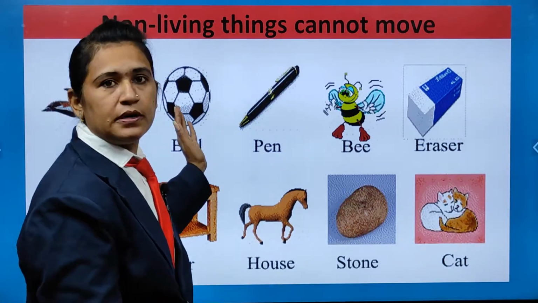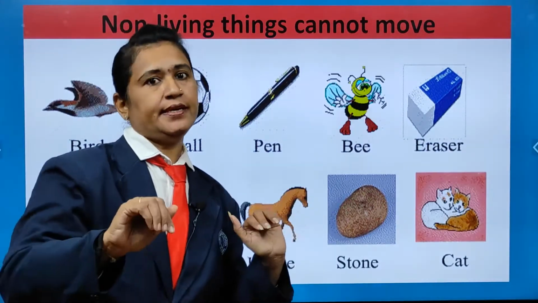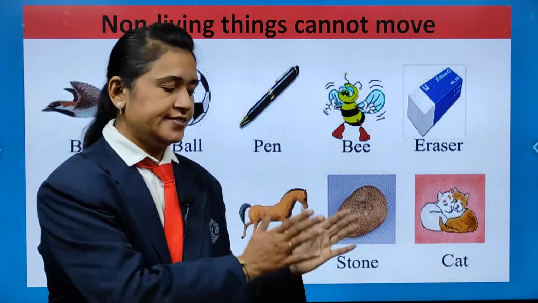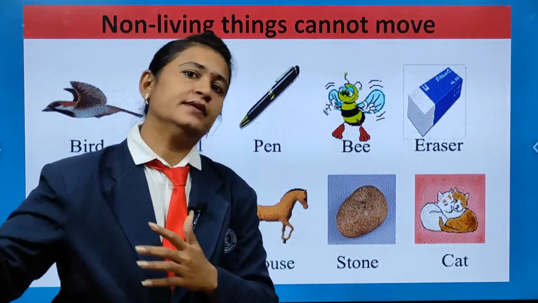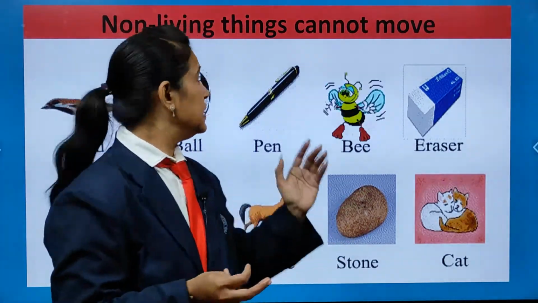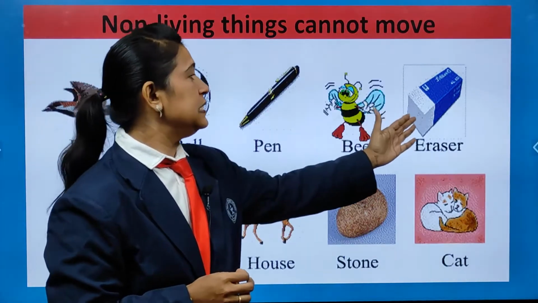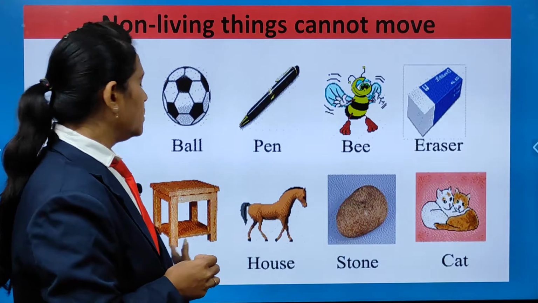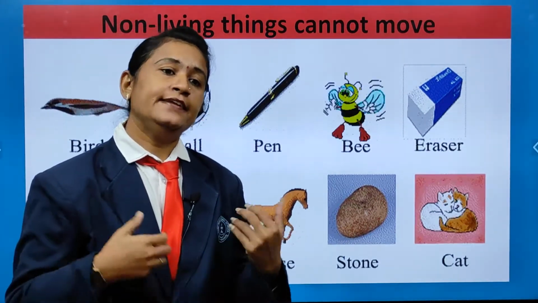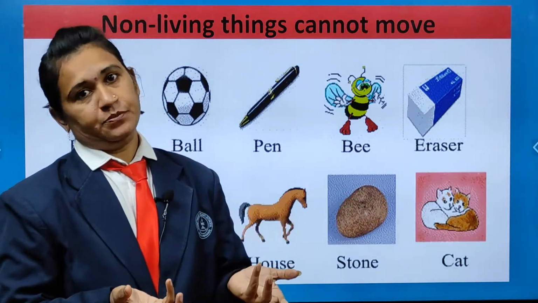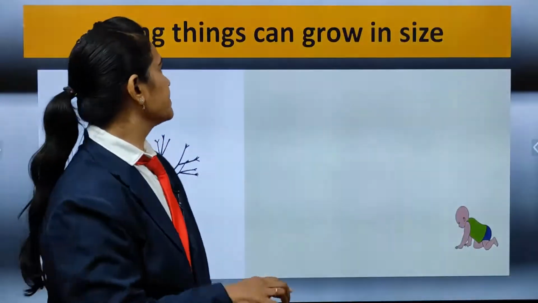But ball, can it move? No, it cannot move on its own. If we kick, it will start moving, but it cannot move by itself. If it is here and it wishes to go that side, it cannot go. We have to take it. Pen, can it move? No, it cannot move on its own. Eraser or stone or table, it cannot move on its own. We have to lift them and move them. But these living things can move on their own.